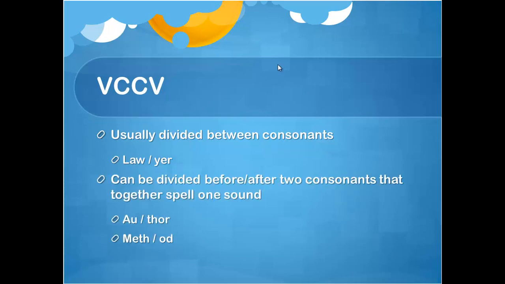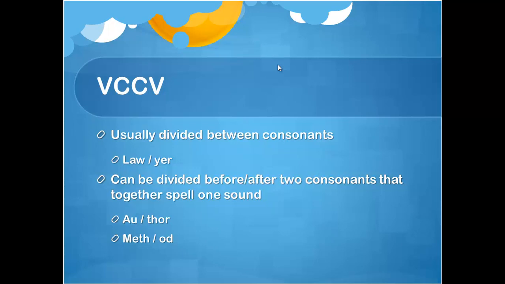However, it can be divided before or after two consonants that together spell one sound. So for instance, in author, the AU comes together to make one sound. The TH comes together to make another. So the TH are two consonants, but they work together to make the th sound. So we are going to keep them together and divide it before it.